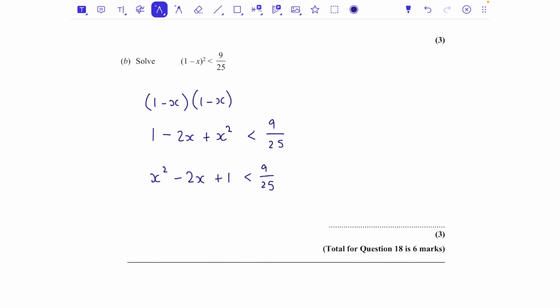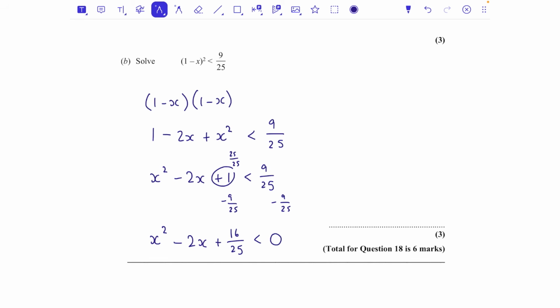This is a quadratic. I would like it to be less than 0 so that I can solve it. So I'm going to take 9 over 25 away from both sides, and imagine that 1 is 25 over 25. That makes it easier to do without a calculator. x squared minus 2x, add 16 over 25 is what we'd be left with, is less than 0.